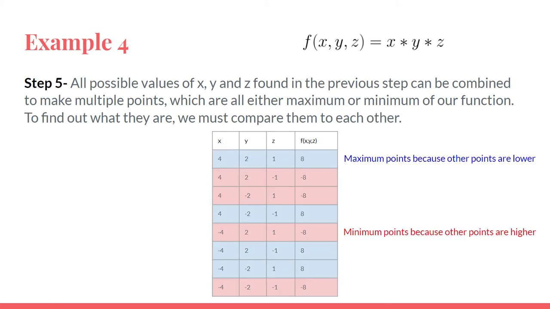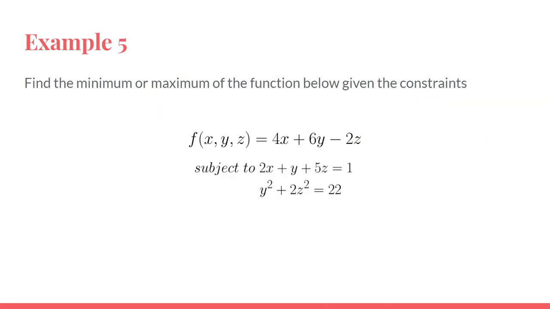The points that are equal to 8 are going to be maximum points, because 8 is higher than minus 8. And the points that are equal to minus 8 are going to be minimum points, because minus 8 is lower than 8. Thus, through the Lagrange multiplier method, we found both a set of maximum points and minimum points that optimize our objective function. Let's move on to example 5.